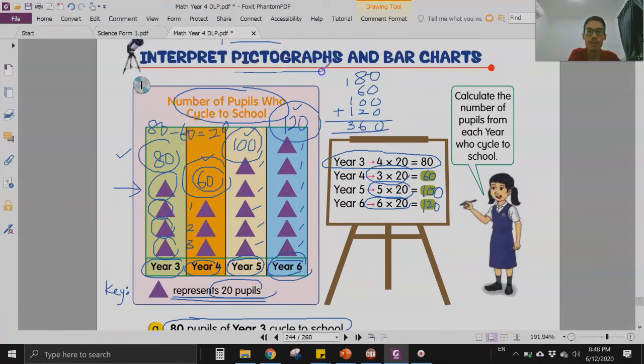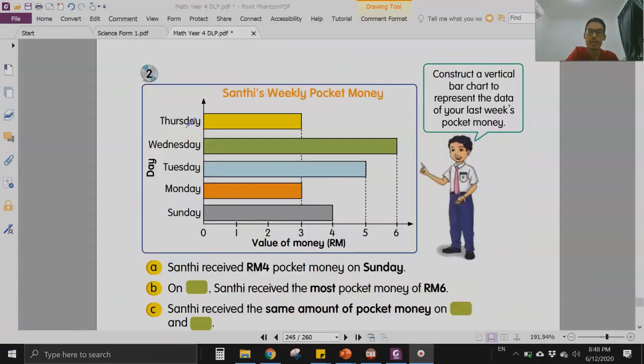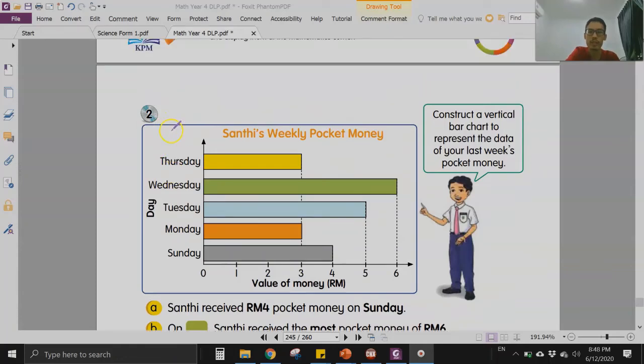Okay, this is what we call a pictograph, because they are pictures. Can you see the pictures here, the purple triangles? Okay, again, if you think that the video is too long, you can always watch it over several days. You don't have to finish it all at once, right? You have one whole week to do it. Okay, don't worry.